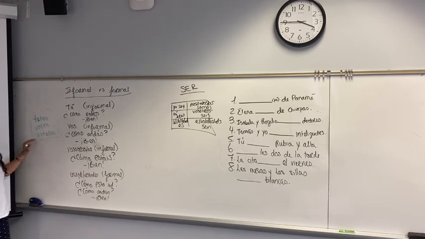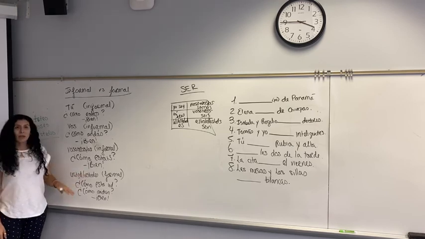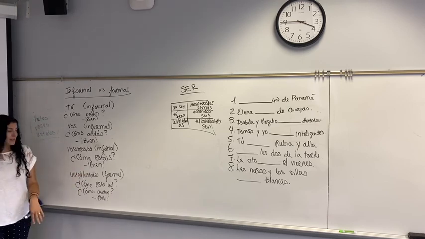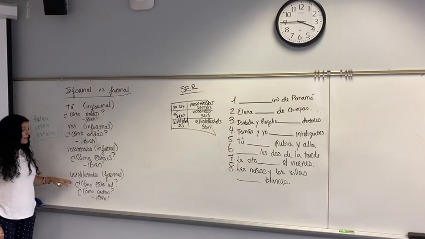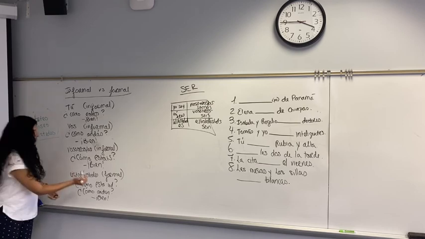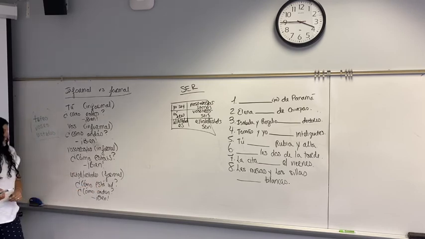And that form is sometimes called ustedeo, right? Meaning we use a more formal context, right? So we definitely want to use usted or ustedes, ¿ya? ¿Cómo está usted? Perdón. ¿Cómo está usted?